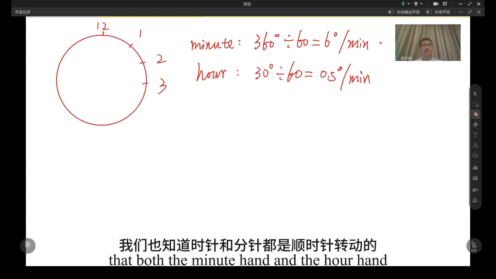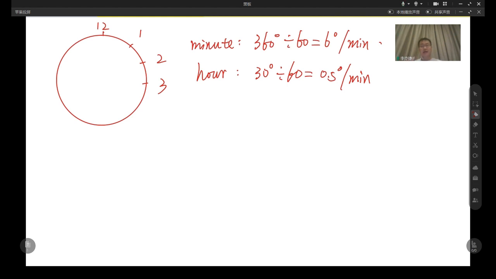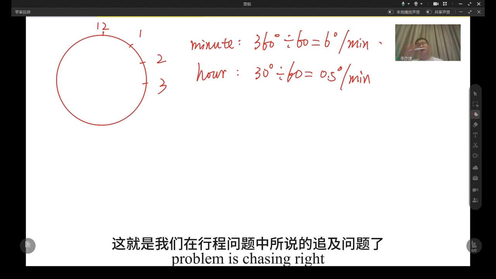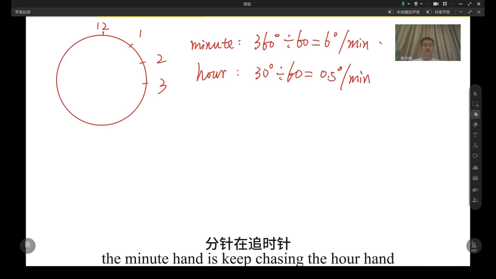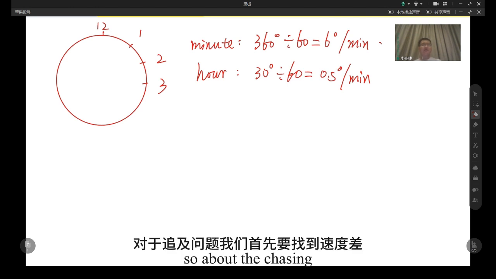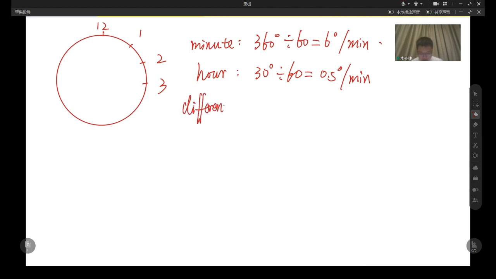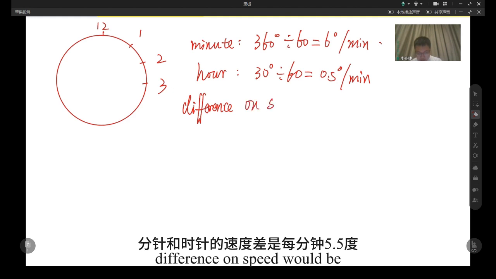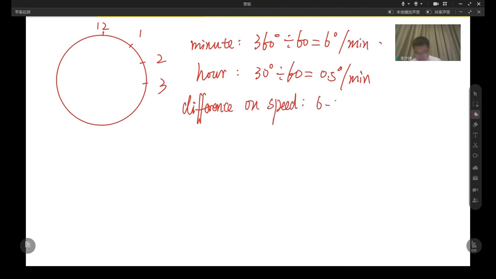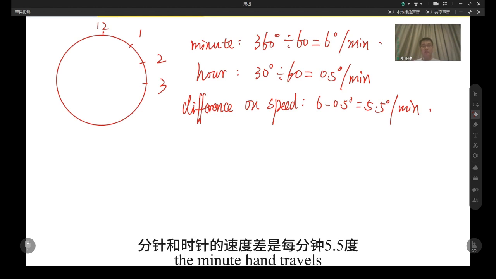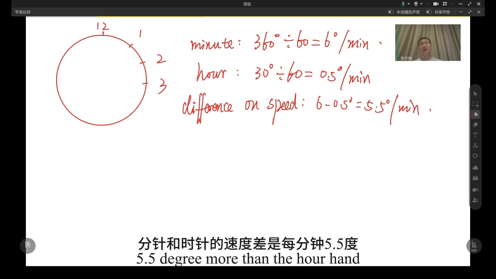And we all know that both the minute hand and the hour hand travel clockwise. So in this word problem, we call it a catching up problem. It's chasing, right? The minute hand keeps chasing the hour hand. So about the chasing, we should know the difference of speed, which is much more important. So we should remember this number. The difference on speed would be 5.5 degrees per minute. So every minute, the minute hand travels 5.5 degrees more than the hour hand.